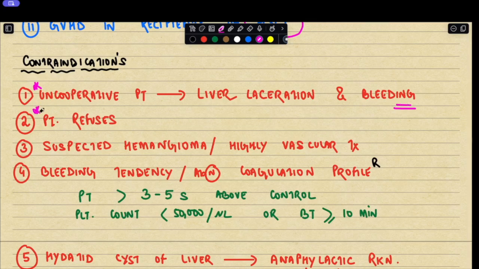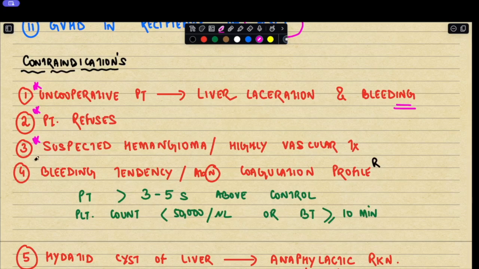Secondly, if the patient has refused to undergo the procedure after having a detailed explanation of the procedure and the risk. If the patient is refusing after an informed explanation has been made, absolutely it is a contraindication. Thirdly, when there is a suspected hemangioma or a highly vascular tumor, there is a high risk of bleeding and the patient might bleed to death. That is why when you are suspecting a vascular tumor, you should not carry out a liver biopsy.